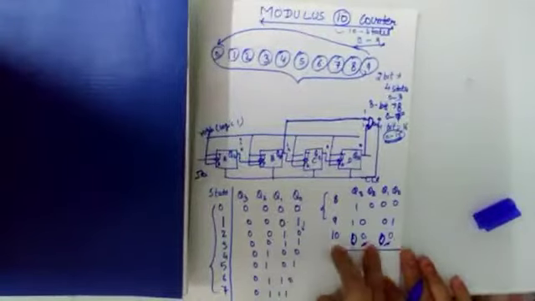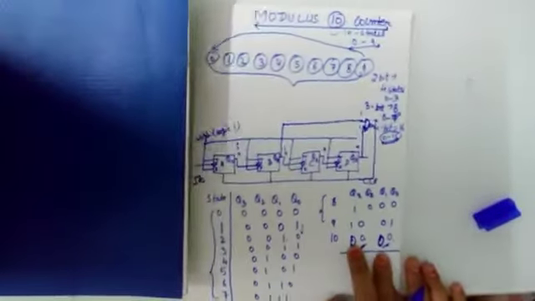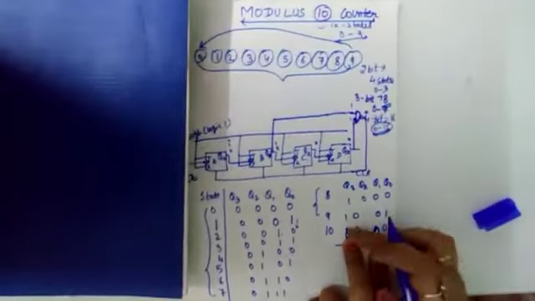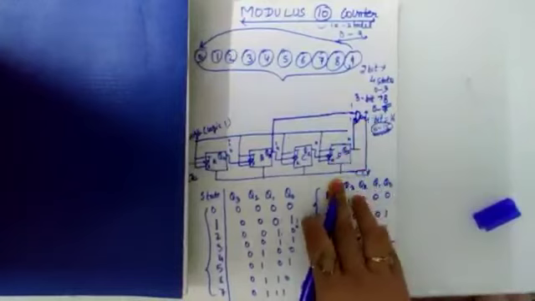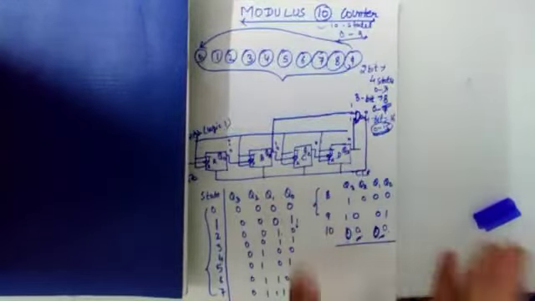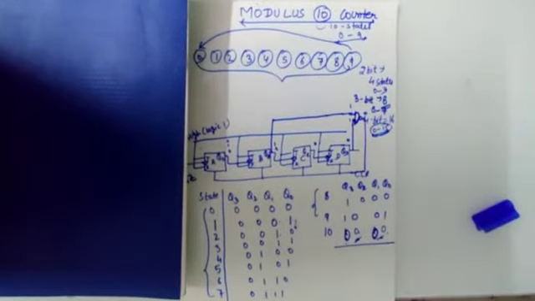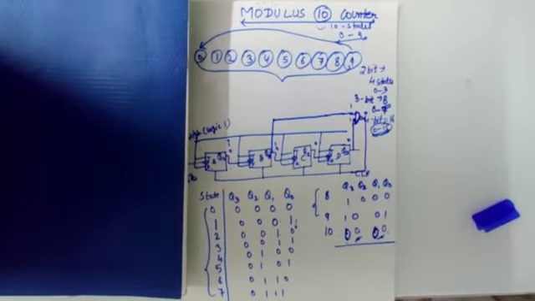What we want is that these two ones should be 0. For this, we just connect a NAND gate across these outputs, Q3 and Q1, and then it is connected to clear low. So the outputs will be reset. Now it will become a modulus 10 counter. So this is a modulus 10 counter.